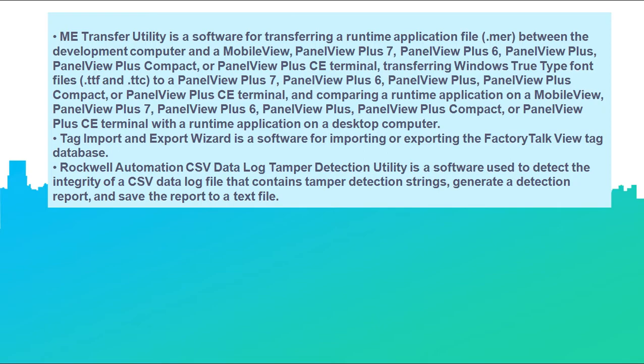Tag import and export are the software for importing or exporting the FactoryTalk View tag database. So whatever kind of tags you are creating there can also be put somewhere as a database. Then the Rockwell Automation CSV data log tamper detection utility is a software used to detect the integrity of a CSV data log file that contains tamper detection strings, generate a detection report and save the report to a text file.